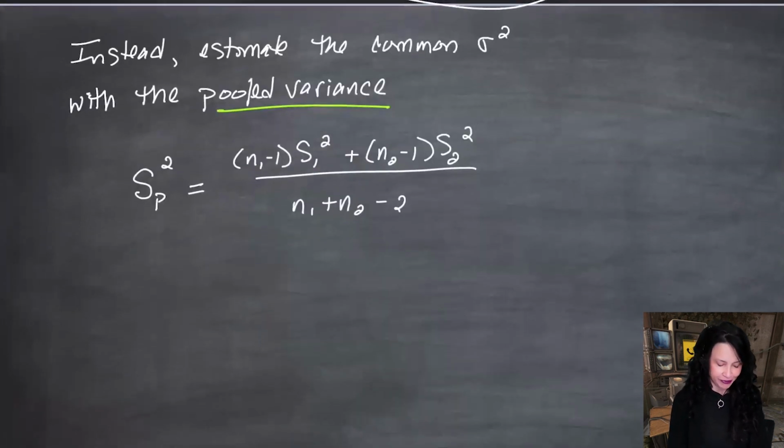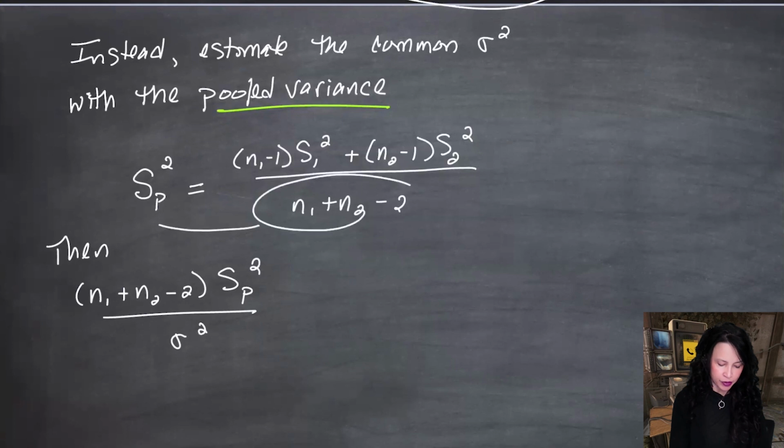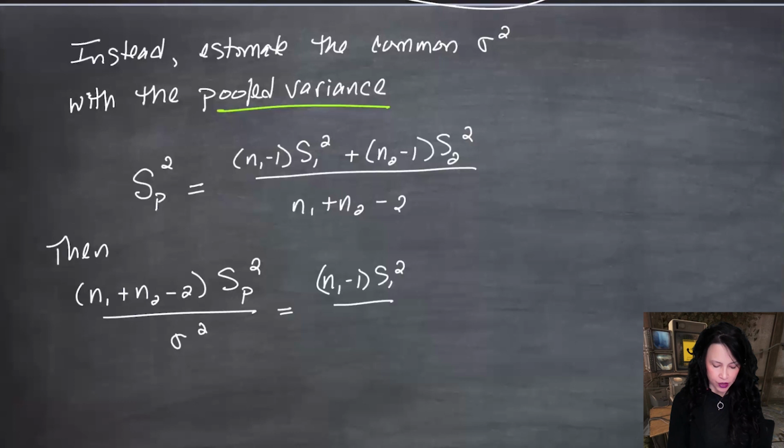Because check this out. If you look at n1 plus n2 minus 2 times the pooled variance over the true variance, we only have one variance here, then that's going to be this multiplied to the other side and everything divided by sigma squared. So that's going to be equal to (n1 minus 1) s1 squared over sigma squared plus (n2 minus 1) s2 squared over sigma squared.